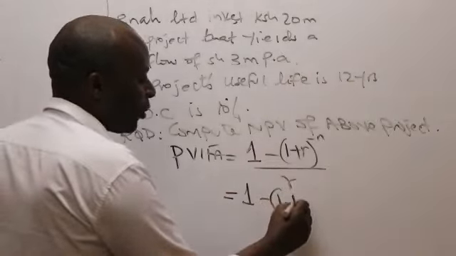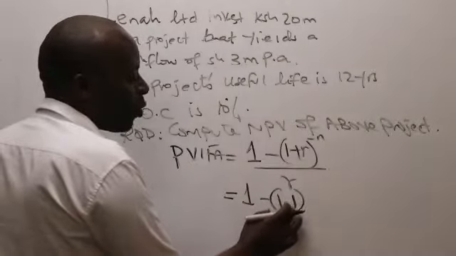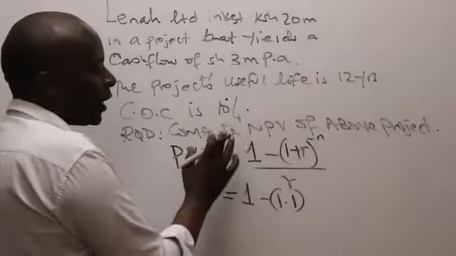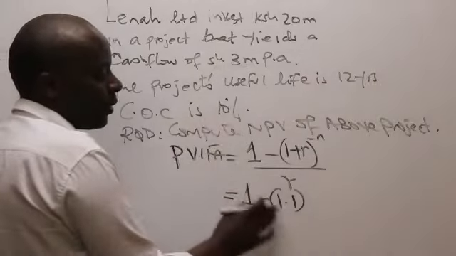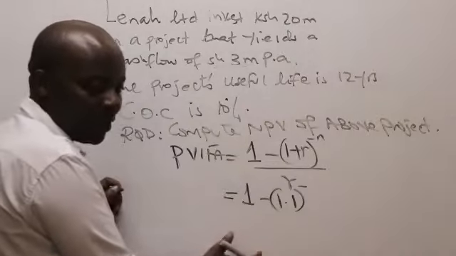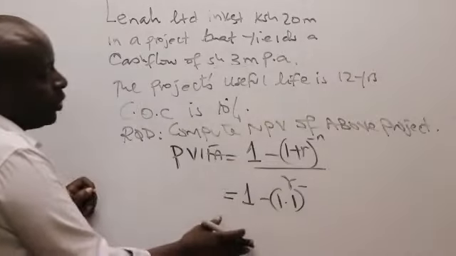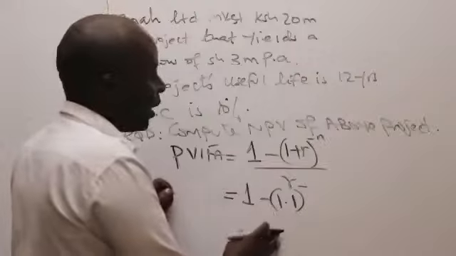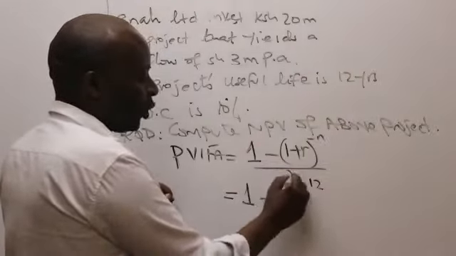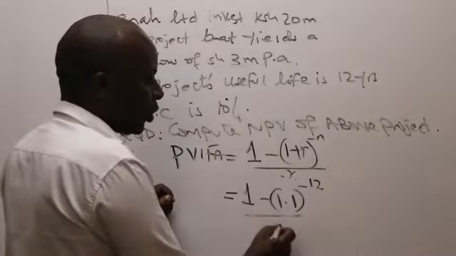this will be 1.1. Nimetoa 1.1 wapi? It's because of 1 plus the rate of return. The rate of return is 10%. So 1.1 raised to negative n, where n is the time period, the number of years. The number of years that we have, they are 12. And then everything to be divided by R, which is 0.1.